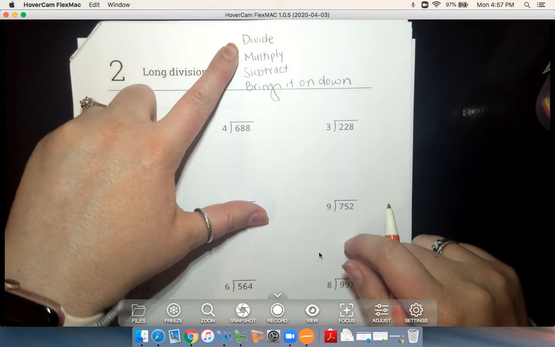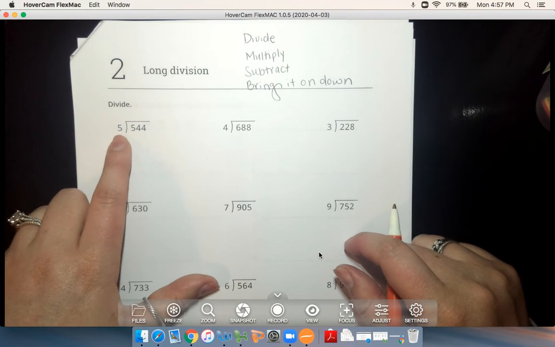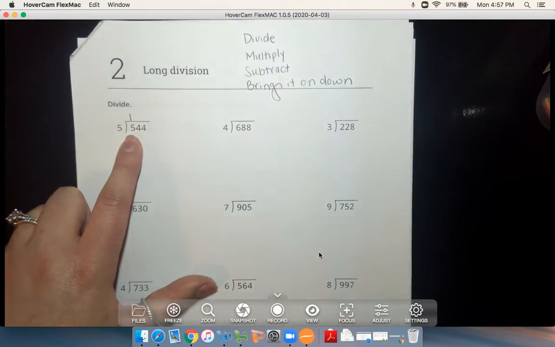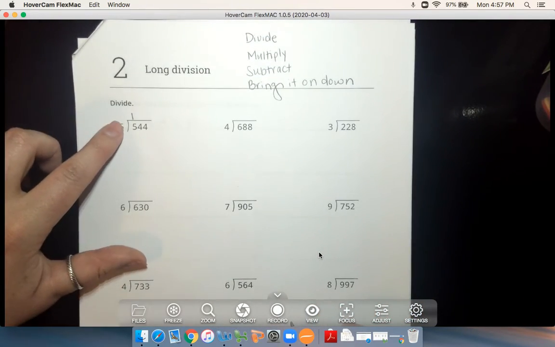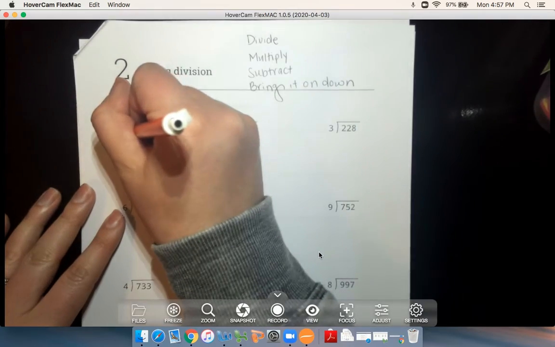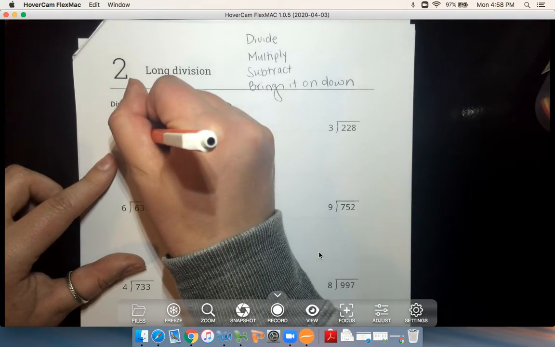So the first thing I'm going to do is I'm going to divide. So how many 5s fit in 5, right? Just 1. Now I'm going to multiply. 5 times 1 is 5. I'm going to write that underneath. And then my next step is to subtract. 5 minus 5 is 0. Now I'm going to bring down my 4.